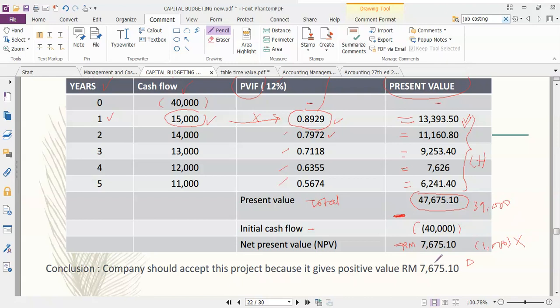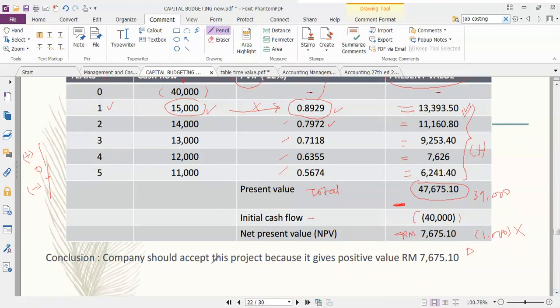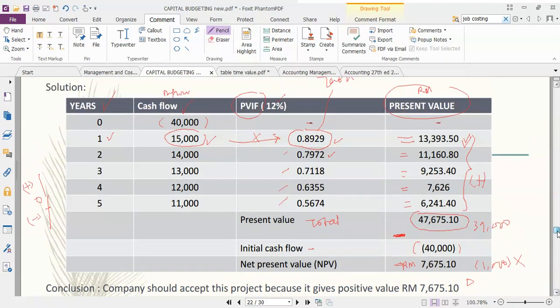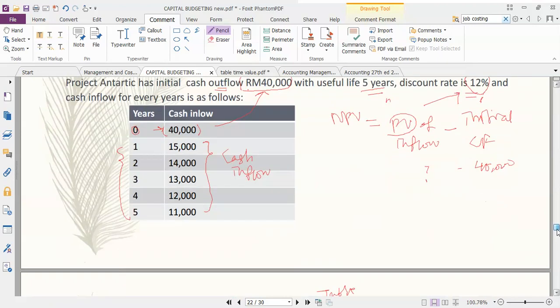Okay, and then lower than 0. Negative is lower than 0. Okay, if you notice, there is 0 here, and then higher than 0 is positive value, and then lower than 0 is a negative value. So the company will not choose the project with the negative value. Okay, so if in this question, okay, company should accept this project because it gives positive value amounted to 7,675. Okay, so this project is very good. Okay, in order for the company to choose.